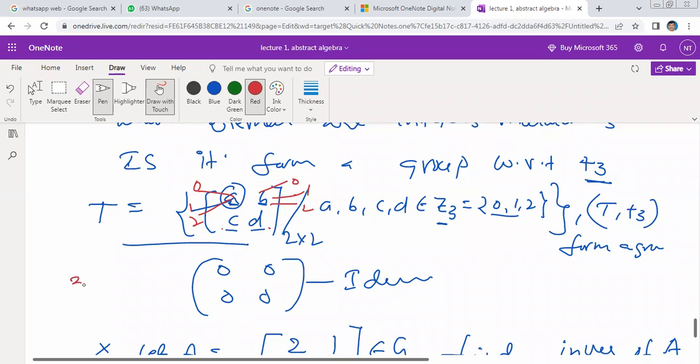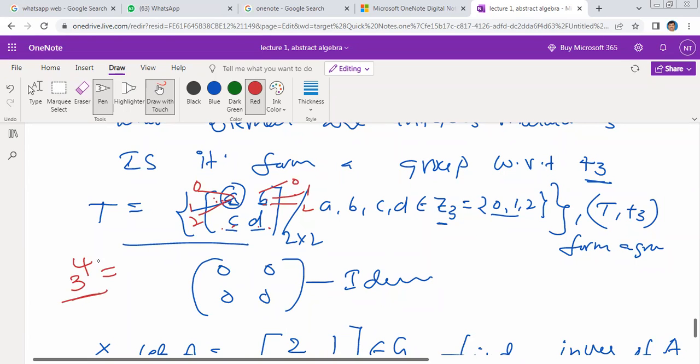Therefore, how many elements are there in this group? 3 to the power of 4. Hence the number of elements in this group will be 3 to the power of 4, because each entry has 3 possibilities. So 3 into 3 into 3 into 3 is nothing but 3 to the power of 4.